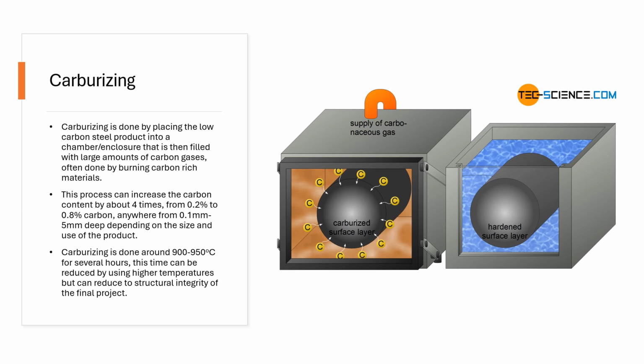The depth of the carbon diffusion varies from part to part based on the needs of the part as well as the size, but is often anywhere from 0.1 millimeters to 5 millimeters deep. While the time it takes for the process to complete is dependent on the temperature, the process is often done around 900 to 950 degrees Celsius, as going higher to increase the speed of the process can often result in a weaker product when compared to products made at the standard temperature.